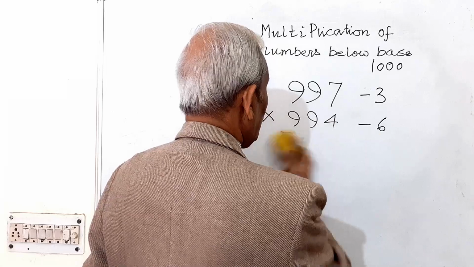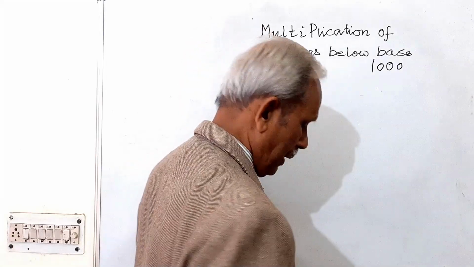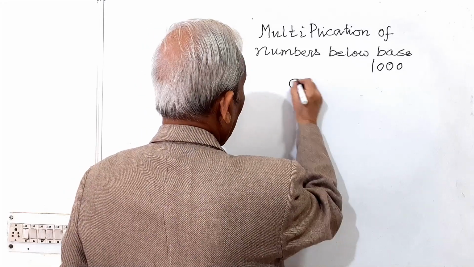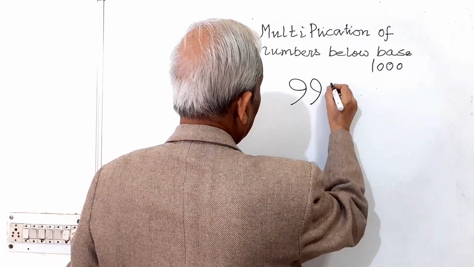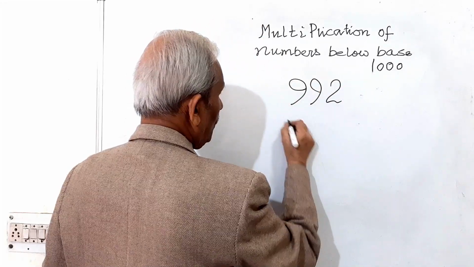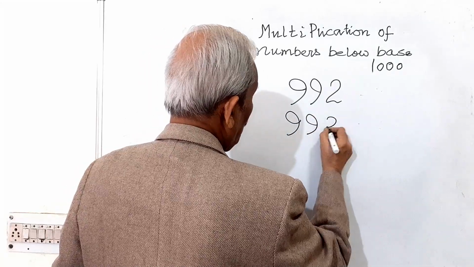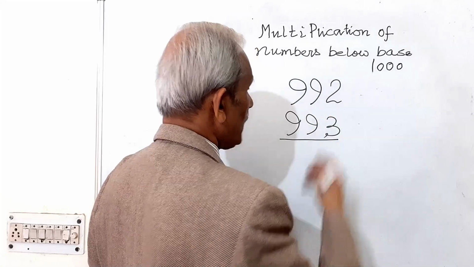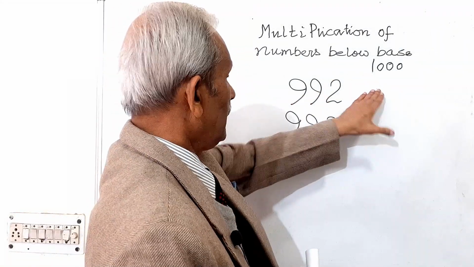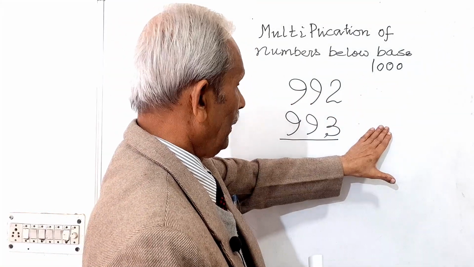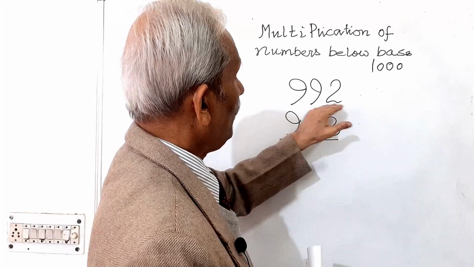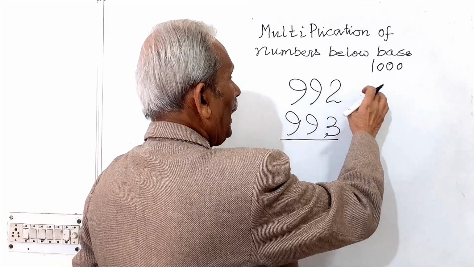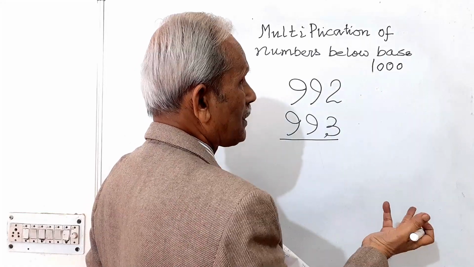Okay, I'll do another problem of the same kind. Let us do 992 into 993. I hope you have understood by now. This is the last question which you should follow. Let us first do it mentally, then you will check it. 992 minus 8, 993 minus 7. 992 minus 7 is 985. Then 8 and 7 is 56.